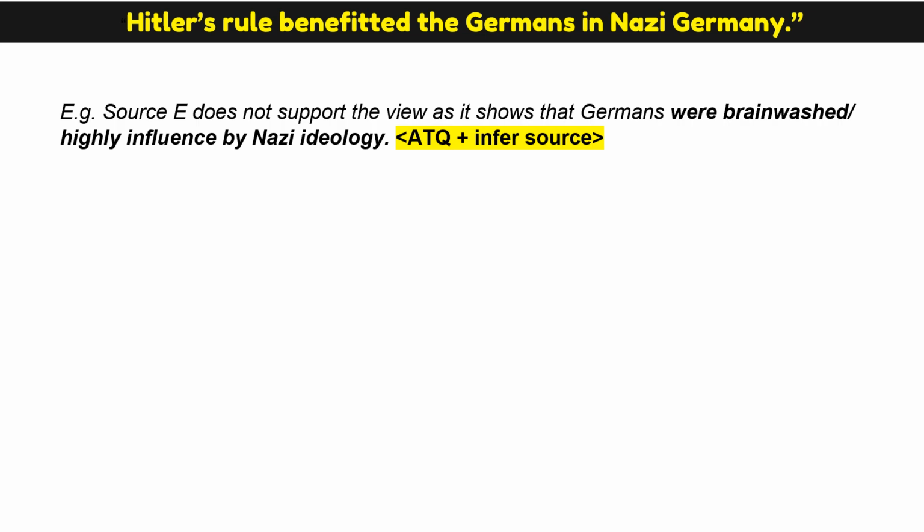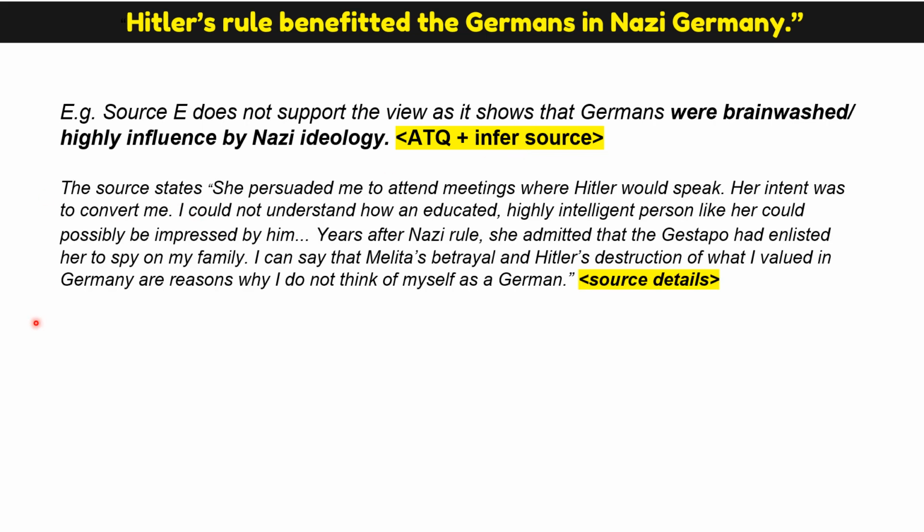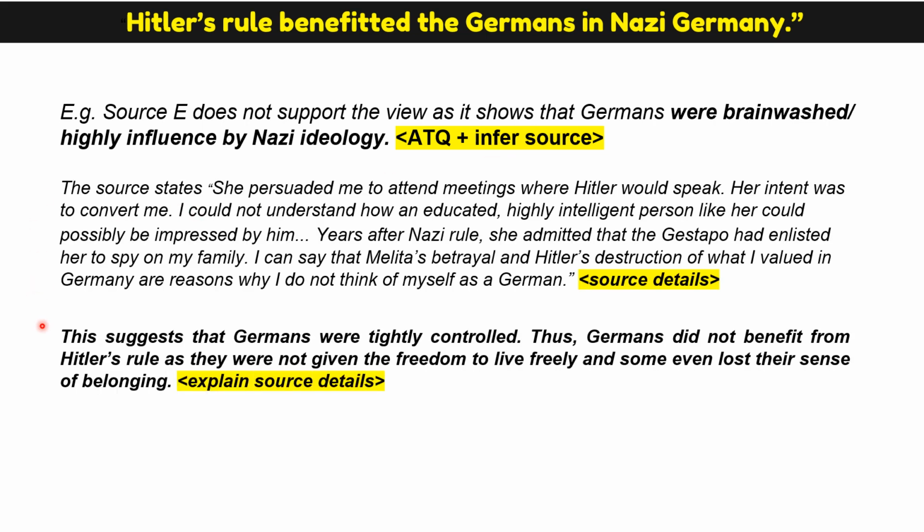All right, you can see that obviously source E does not support the view because the Germans were being brainwashed or highly influenced by Nazi ideology. So you answer the question, infer the source details, and then followed by, of course, the explanation of the source and what it means. It means that the Germans were tightly controlled, they were lacking the sense of freedom, they were losing their sense of belonging.